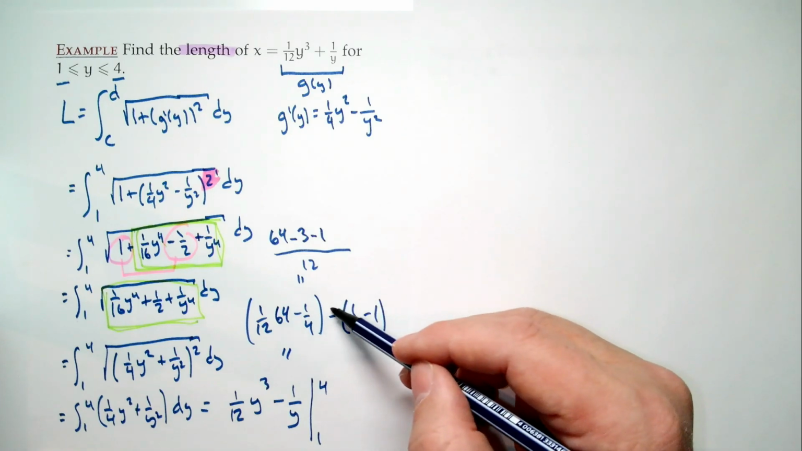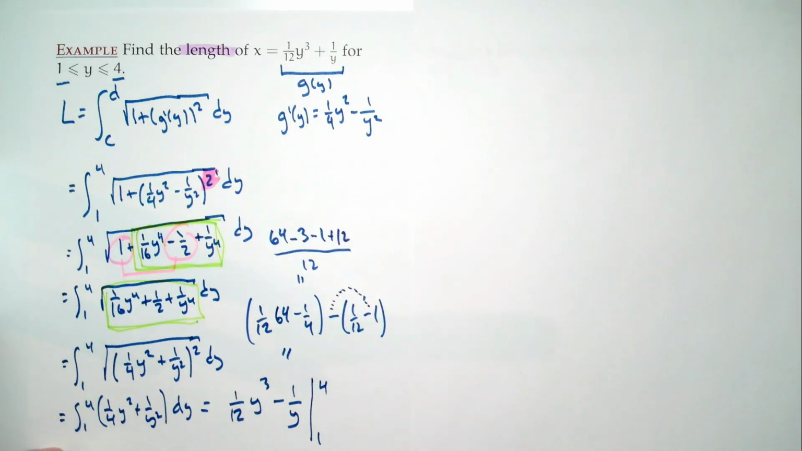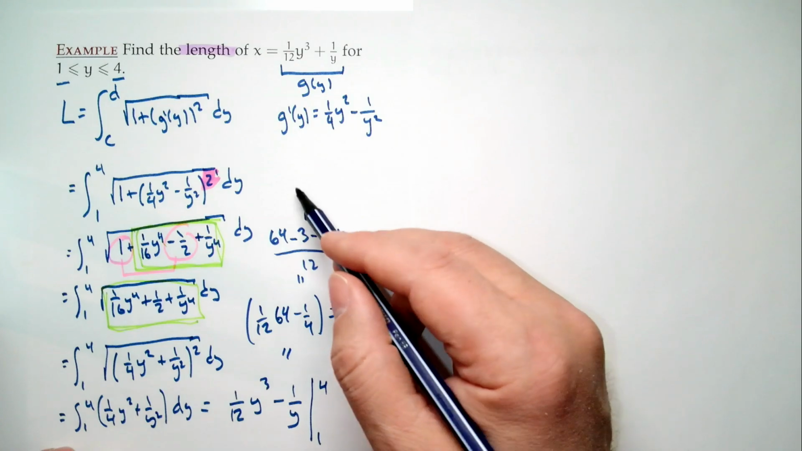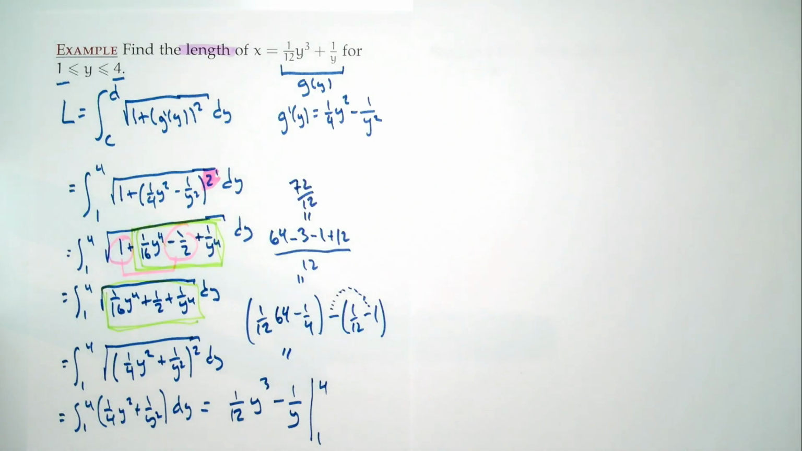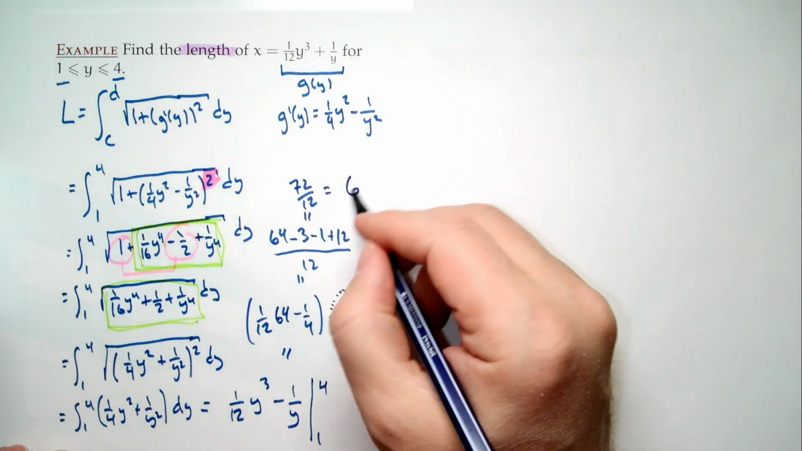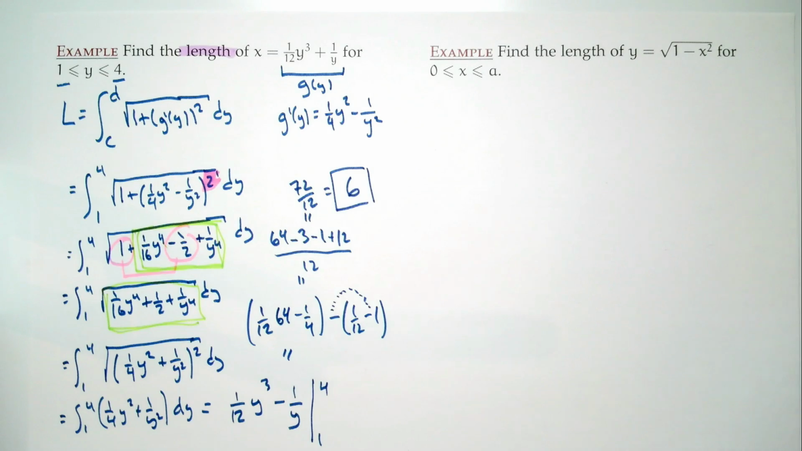Now be careful with your sign. This minus combines with that minus, so it'll become a plus 12. So we have 64 minus 3 minus 1, which should get us to 60. And then we're going to add 12, which gets us up to 72. So this would be 72 twelfths. Yes? No? 72 over 12, what is that also known as? 6. All right. Beautiful answer. So that's an example where the inside becomes a square.